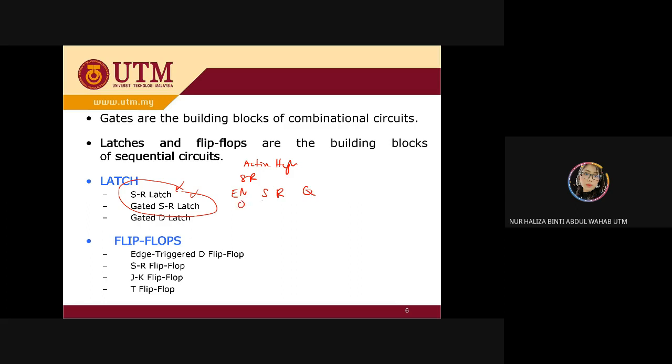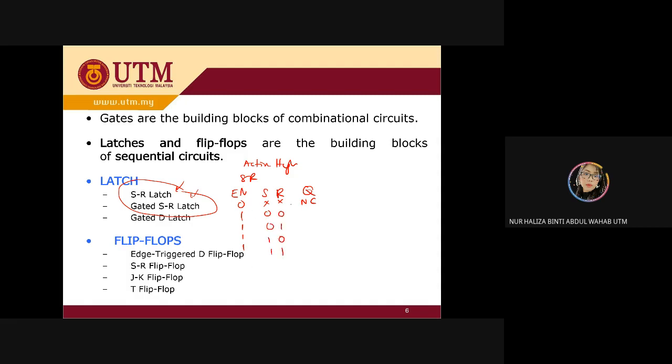If EN is 0, nothing changes, no change for your output. What is the meaning of no change? It is going to follow your previous Q. That's why your sequential logic circuit has memory to remember the previous output. And if EN is 1, it enables, turning on the latch. So you have 0 0, 0 1, 1 0, 1 1.